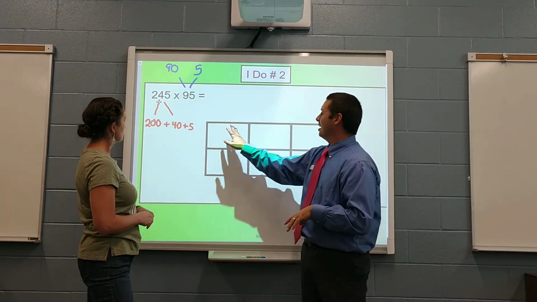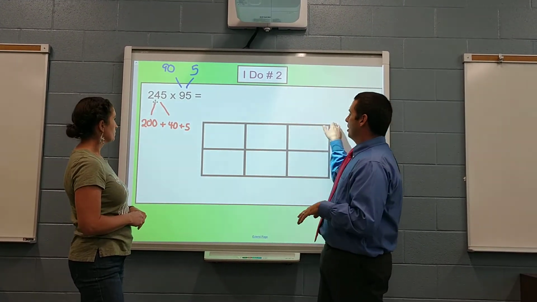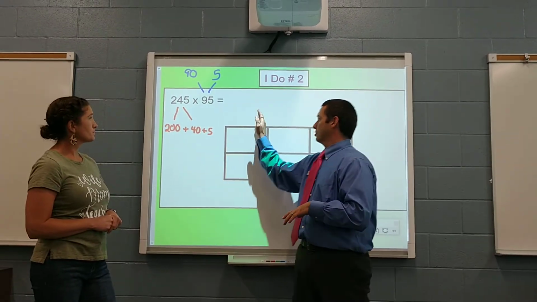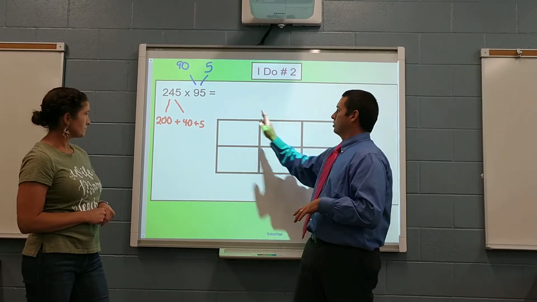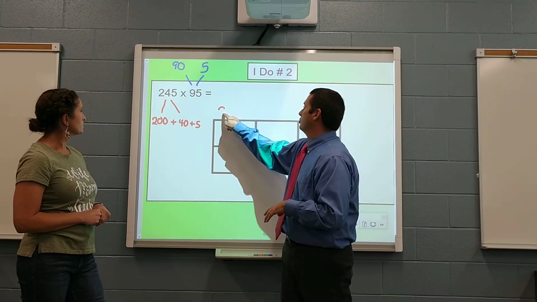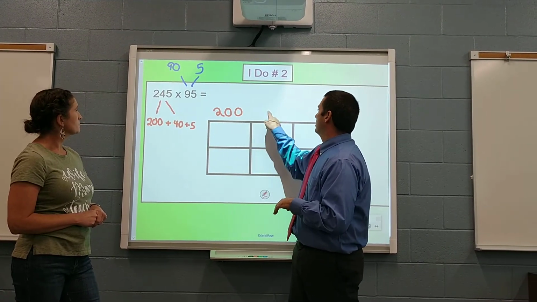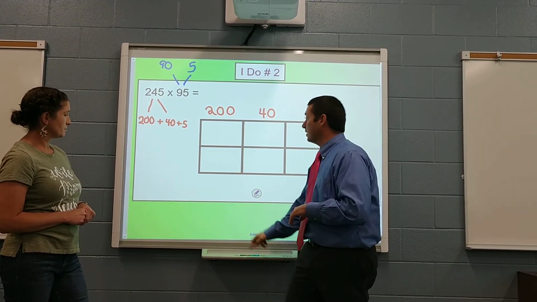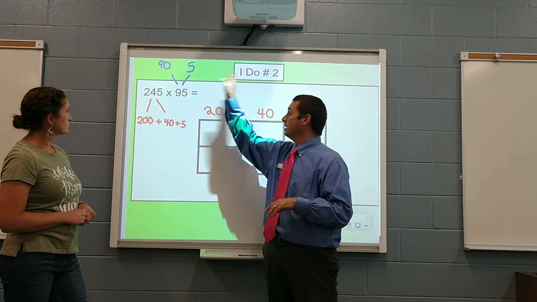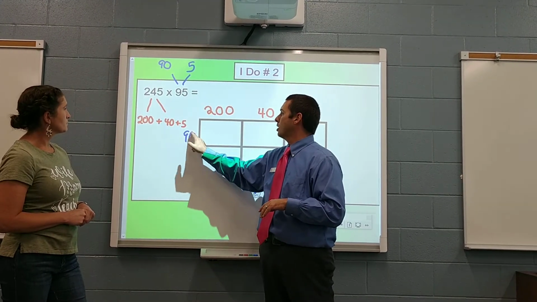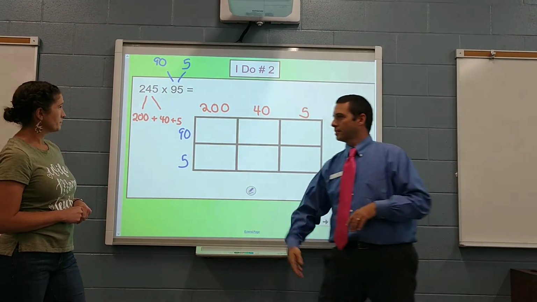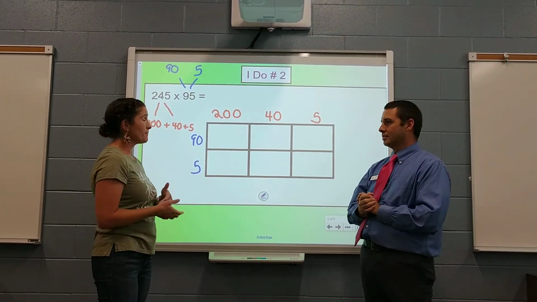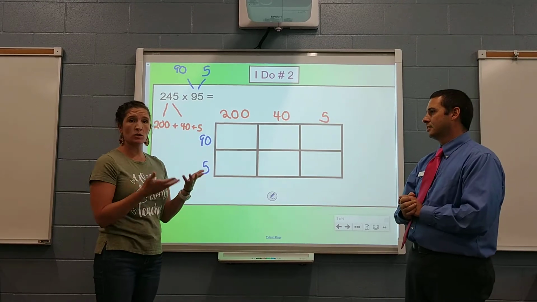And since I've got 3 boxes up top, I'm going to want to put these 3 factors right here. So I'm going to put 200, 40, 5, and then that leaves me with 90 and 5. So I'll place those right here. And next. All right, so now that we've done that, we've got all our factors placed. Now we're just going to go back and start multiplying again.